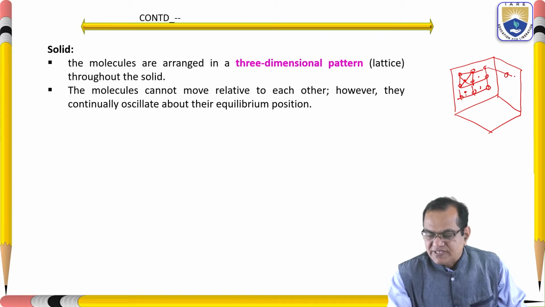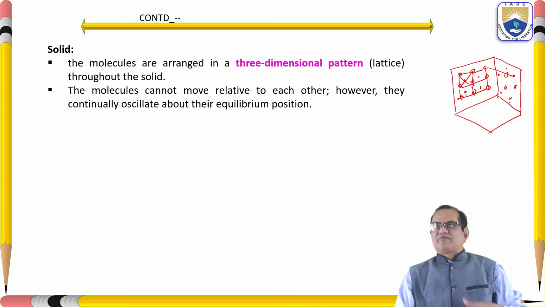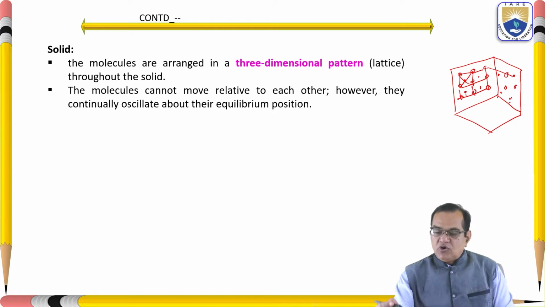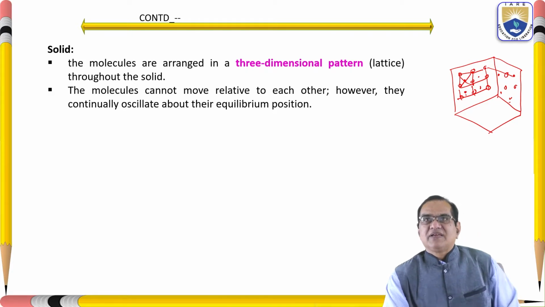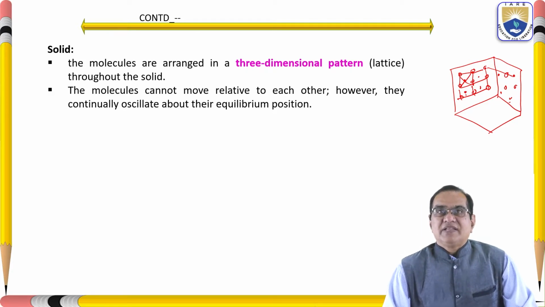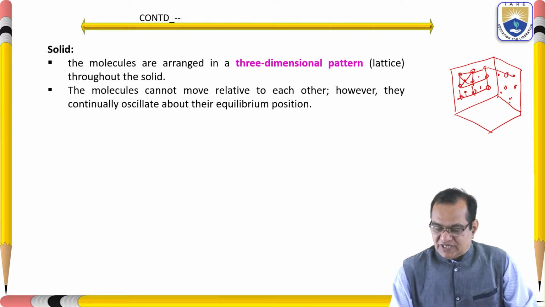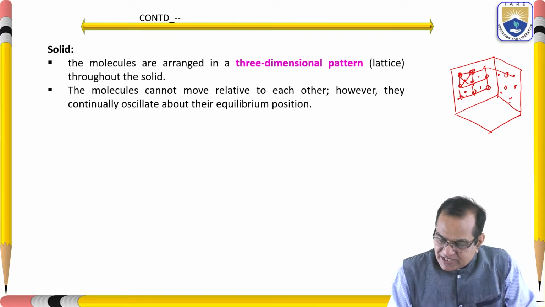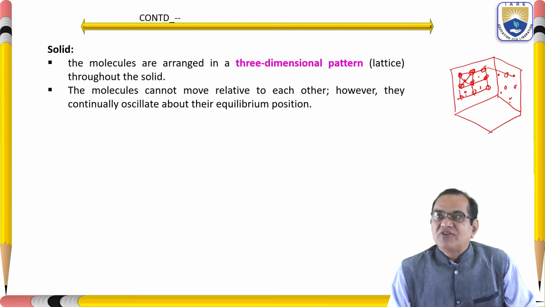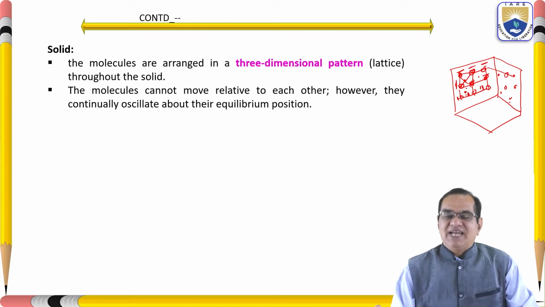And here also, in these different zones, you will have a lattice, a three-dimensional pattern, and the molecules cannot move relative to each other. So these molecules, this one, this one, this one, each molecule will not move, but they will vibrate in the same equilibrium condition, moving by vibrating only in the same condition. So this is the second criterion for the solid.